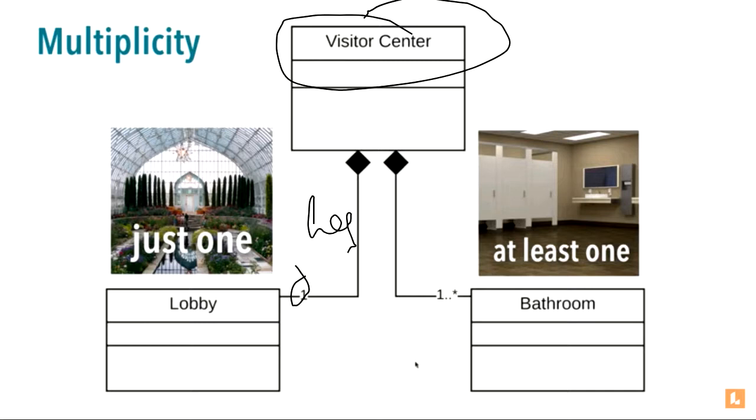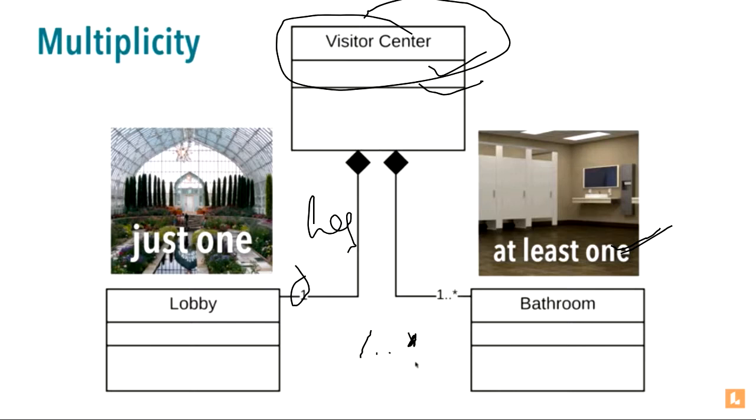Now the next thing I want to say is that this visitor center has at least 1 bathroom. That means one bathroom is definitely there, and there can be more than one, any number. At least 1 bathroom is there. So how will you show 1 or more than 1? You will write 1 dot dot star like this.